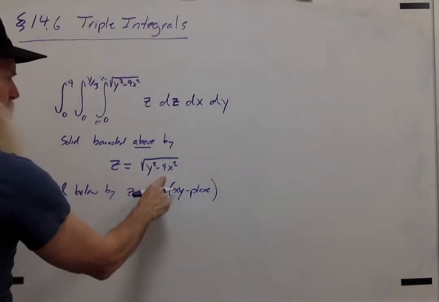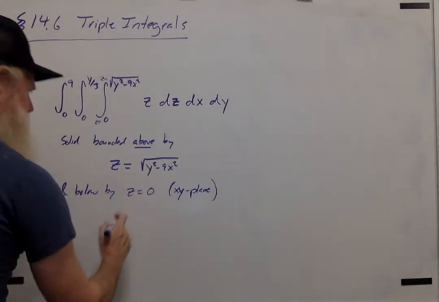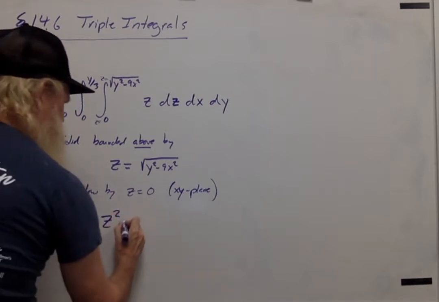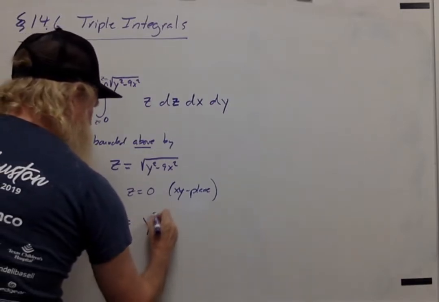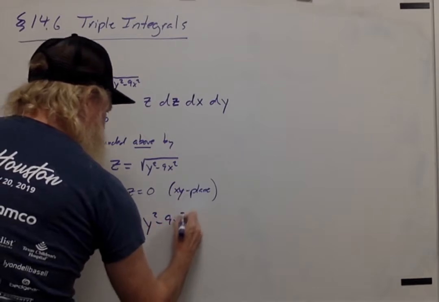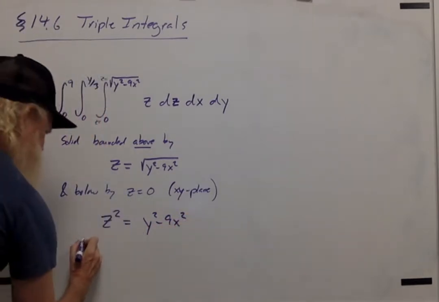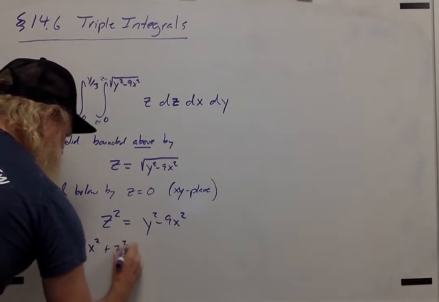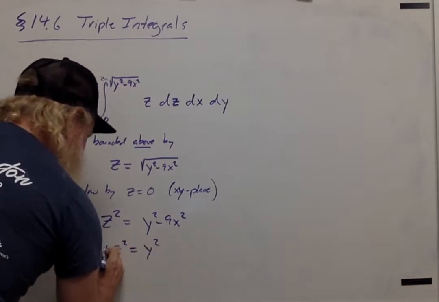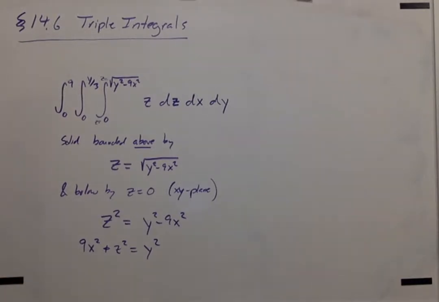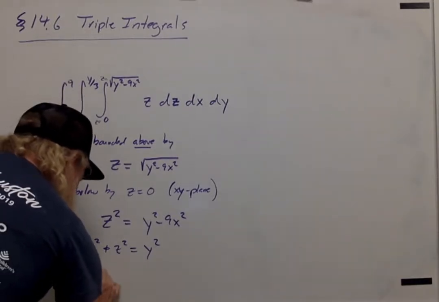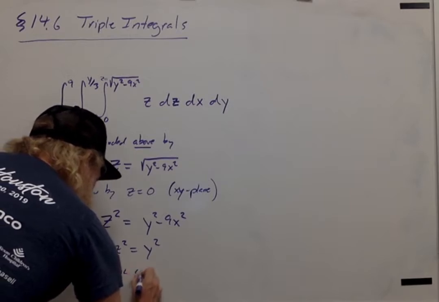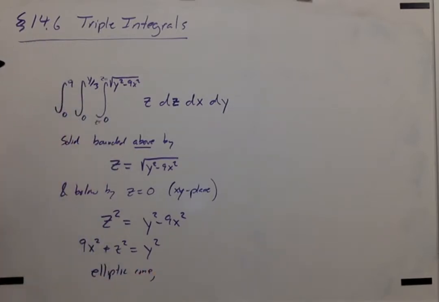If I have z equals the square root of y squared minus 9x squared, if I square both sides, I get that z squared is equal to y squared minus 9x squared. So this is the same as 9x squared plus z squared equals y squared. And we can recognize that as being an elliptic cone around the y-axis.